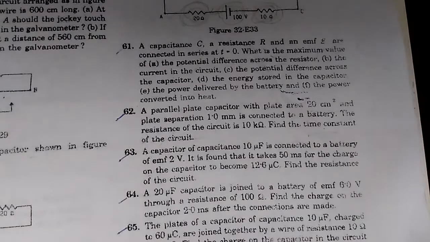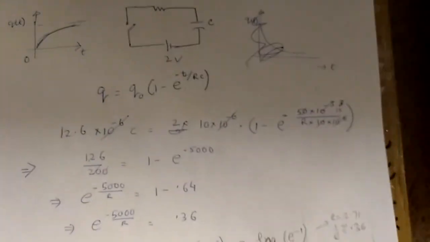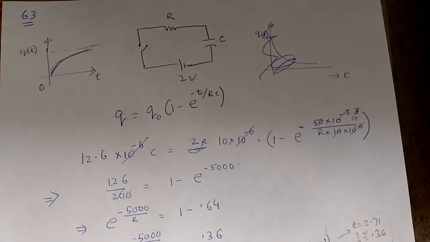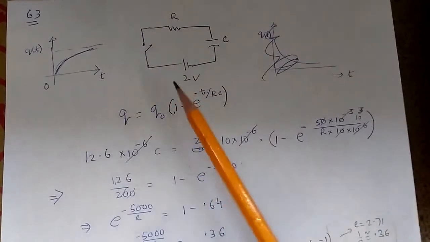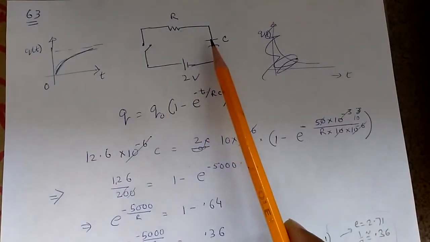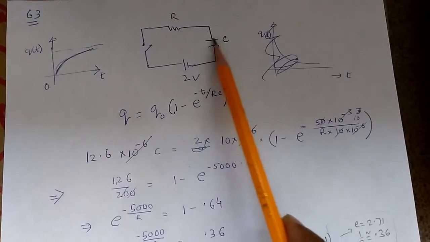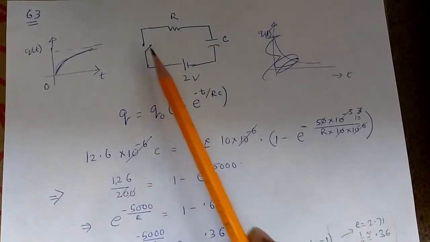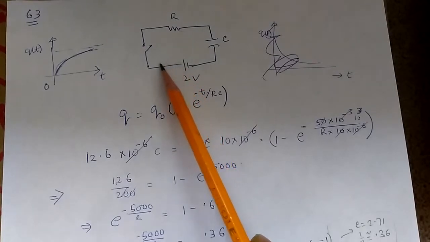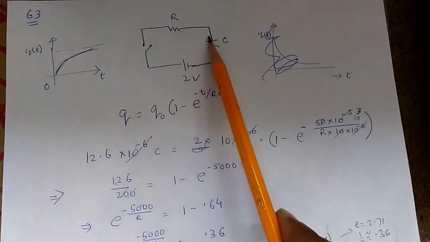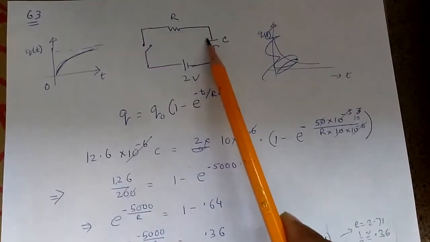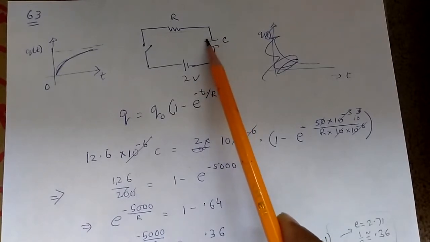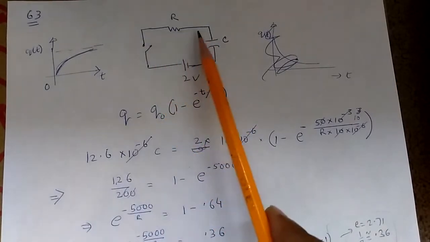I'll suggest that you see my video on charging a capacitor through a resistor on this channel, and also check for derivation of the formula. So when we have this capacitor and a resistance R and this battery voltage 2, initially this capacitor has no charge. As soon as we connect the battery, the charge starts flowing through this resistor and starts accumulating on this capacitor.